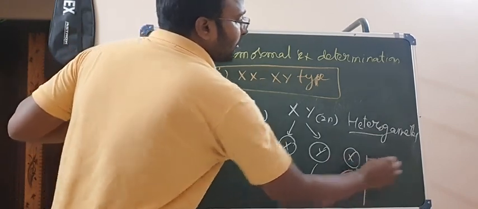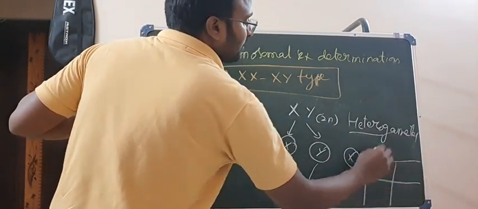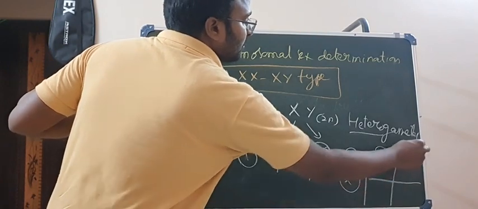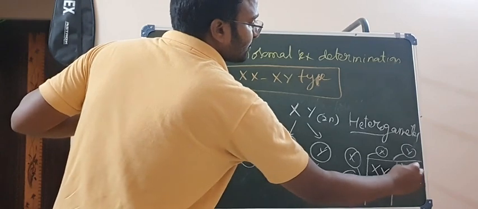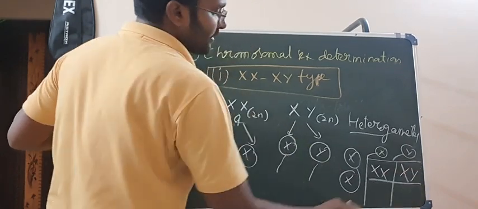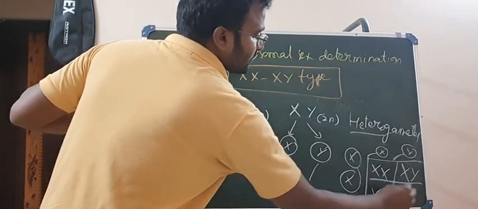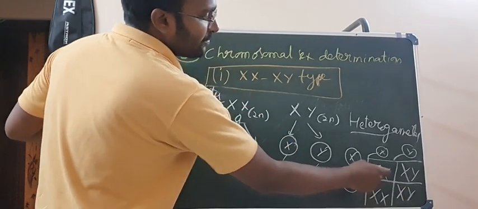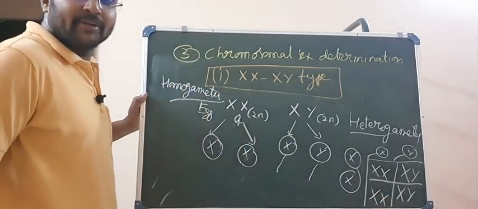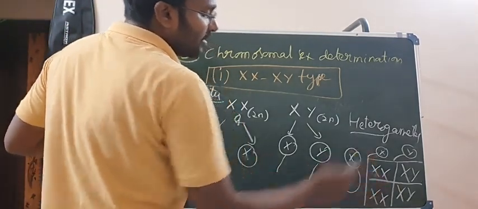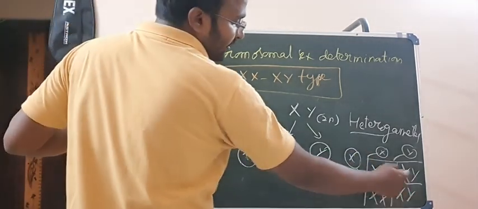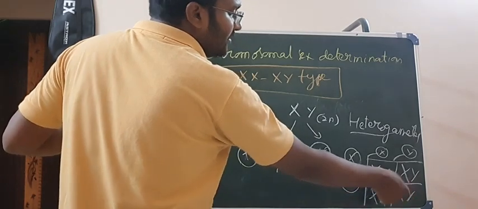A small... let me draw a small Punnett square. So 50% of the individuals in the next generation, 50% of the chances, these are female, and 50% of the offspring can be male.